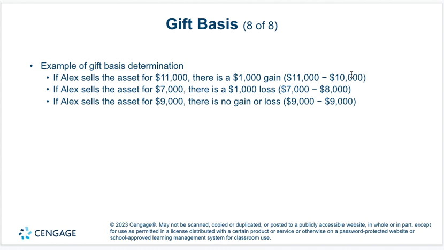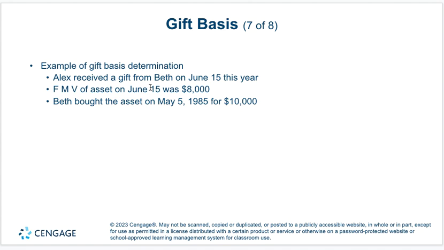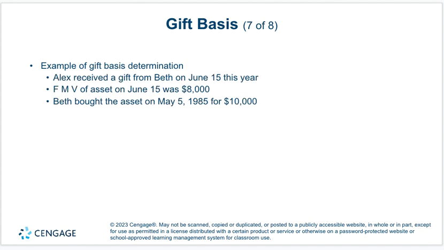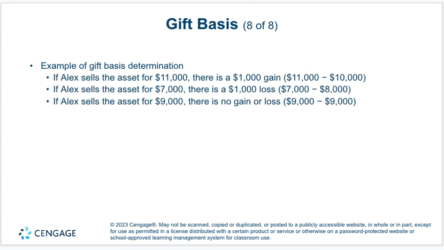If Alex sells the asset for $7,000, then there's a $1,000 loss because in that case, we would use the fair market value at the date of the gift of $8,000. So the $8,000 less the $7,000 is a $1,000 loss. And if we sell it for $9,000, then there is no gain or loss. And so there's no need to look into that any further.